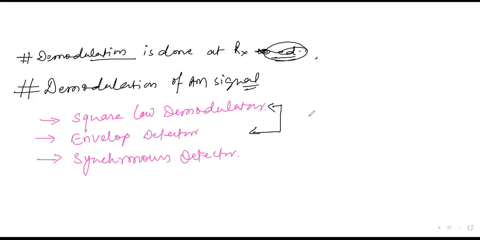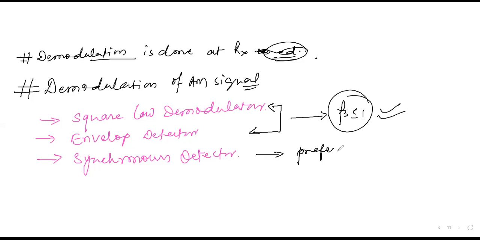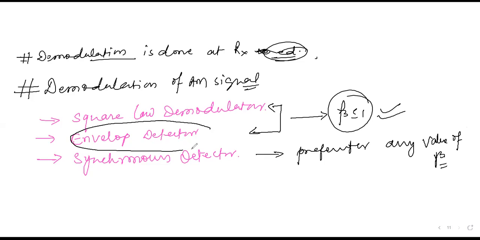But a square law and envelope detector is preferred for beta less than equal to 1. And synchronous detector is preferred for any value of beta, that is under modulation, critical modulation, and over modulation. But a square law demodulator and envelope detector is valid for only beta less than equal to 1. Now, out of these three, mostly we use the envelope detector for the demodulation process.